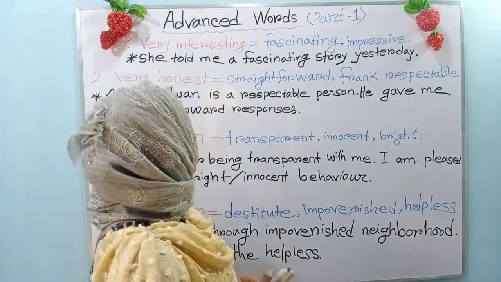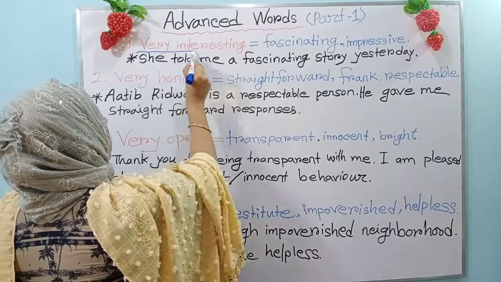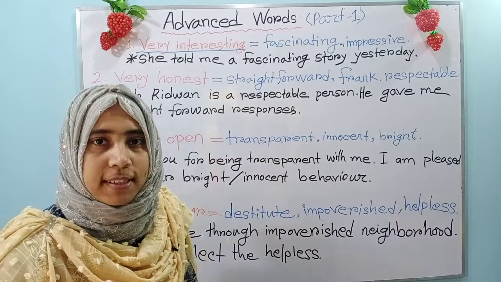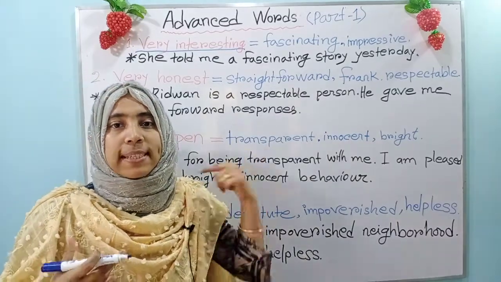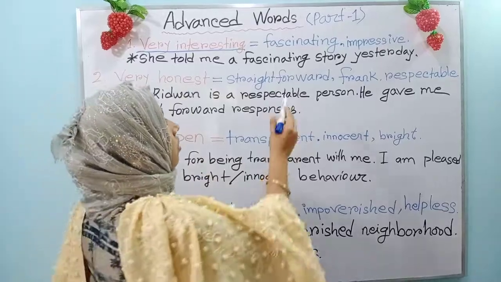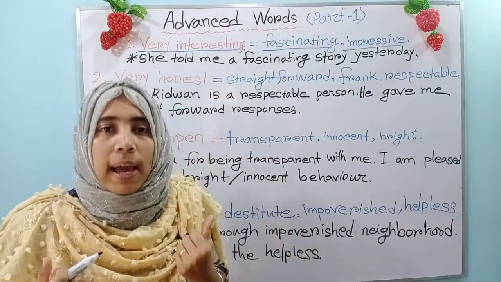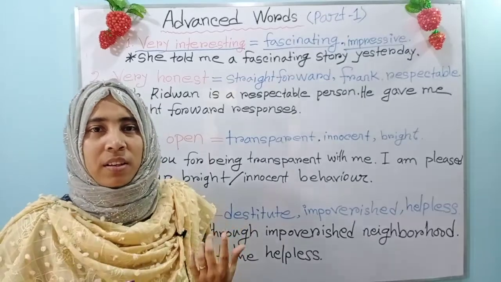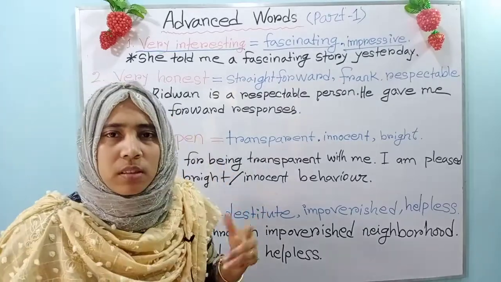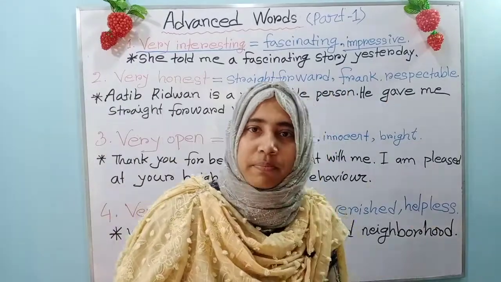Now, let's start. Here, we see number 1, very interesting. Here, instead of very interesting, we will use fascinating, impressive. We will avoid the word very. Instead of very interesting, we can use fascinating or impressive.